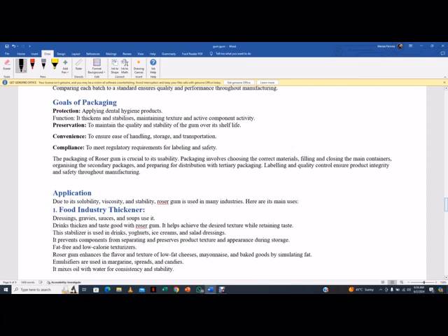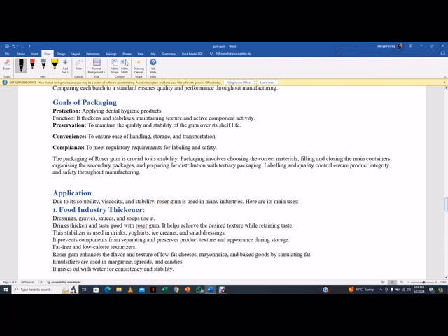The packaging is a critical step because it has to protect the gum from contamination, moisture, light, and physical damage. It also ensures the quality and stability of the gum over its shelf life, providing convenience in handling, storage, and transportation. Packaging must comply with regulatory requirements like labeling and safety. Proper labeling and quality control throughout the packaging process maintain the integrity and the safety of the product. So, these things are under consideration when they do the packaging of the gum roser.